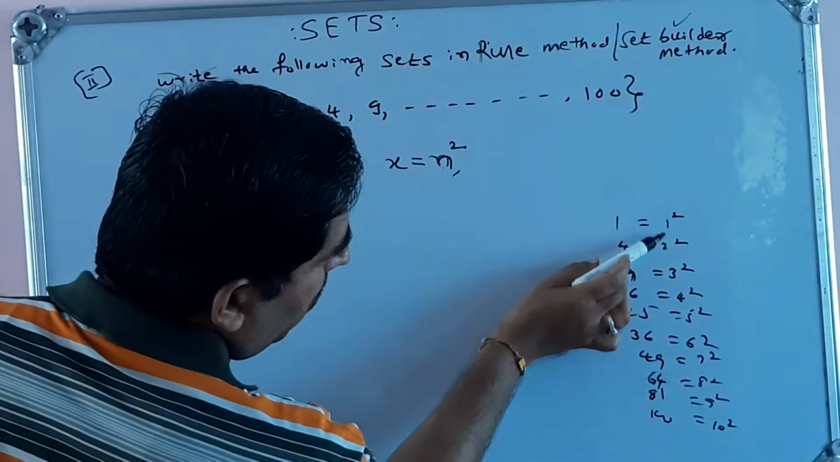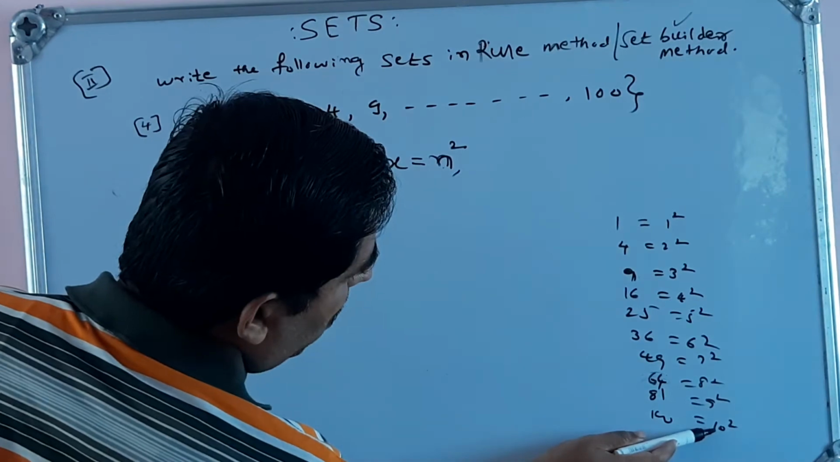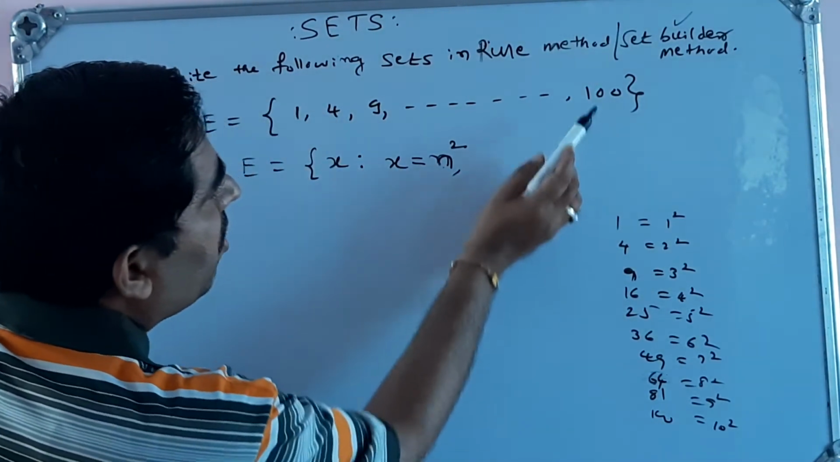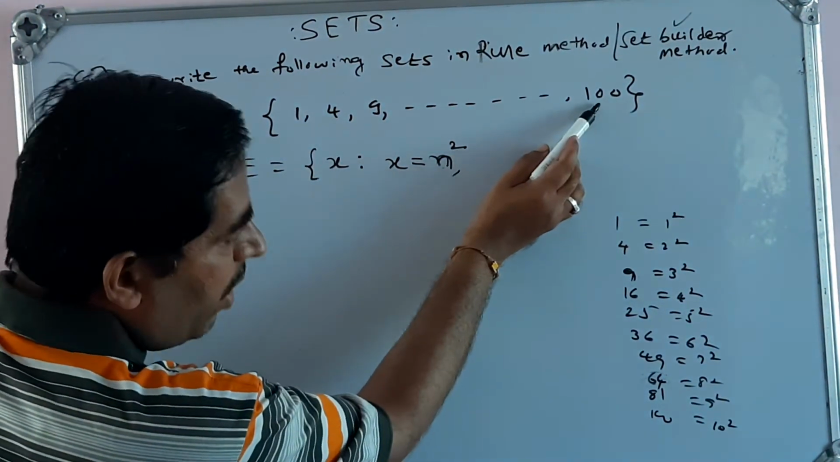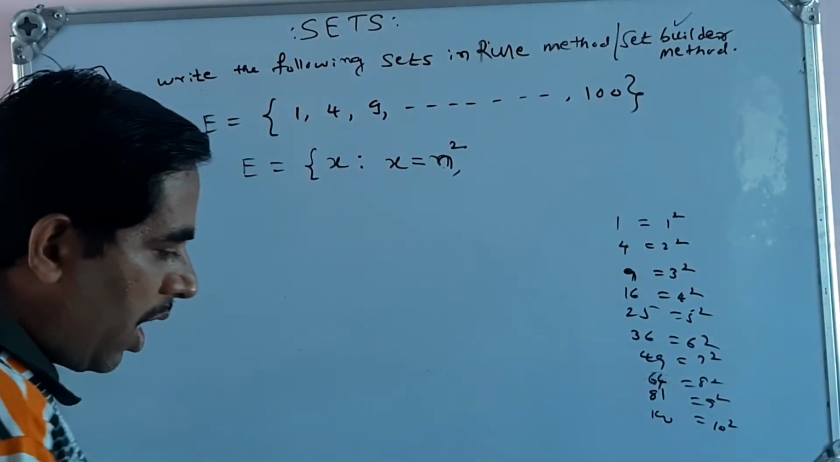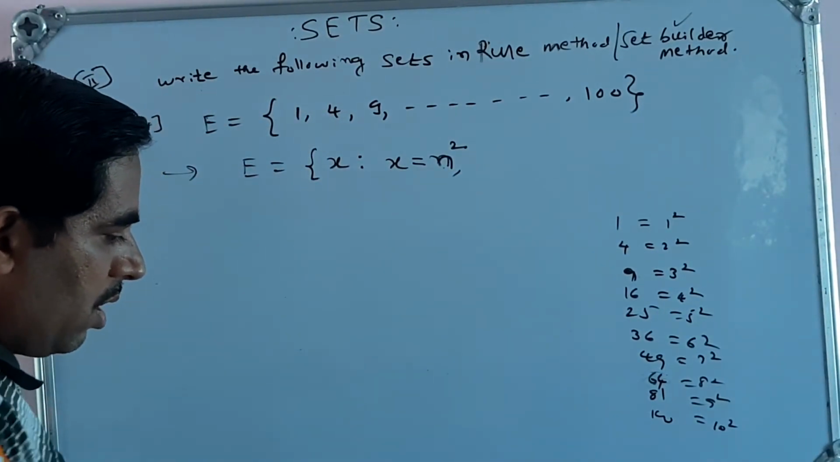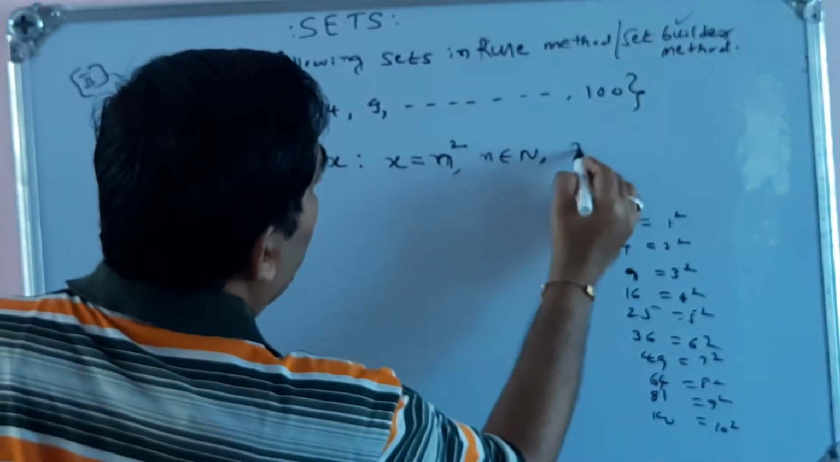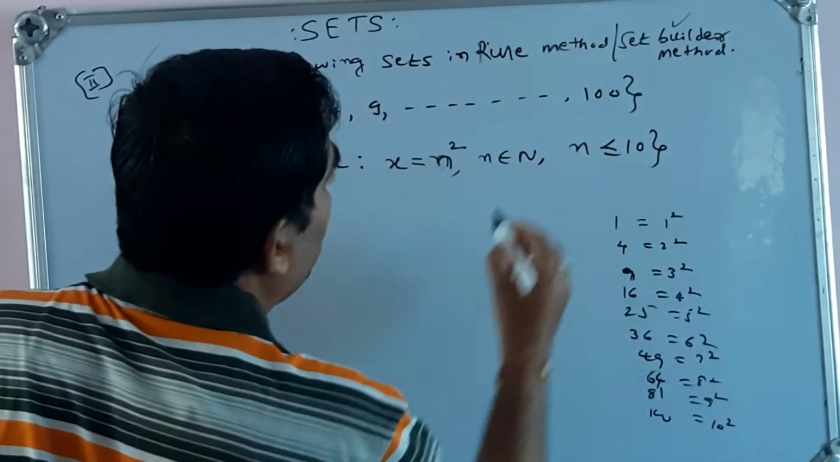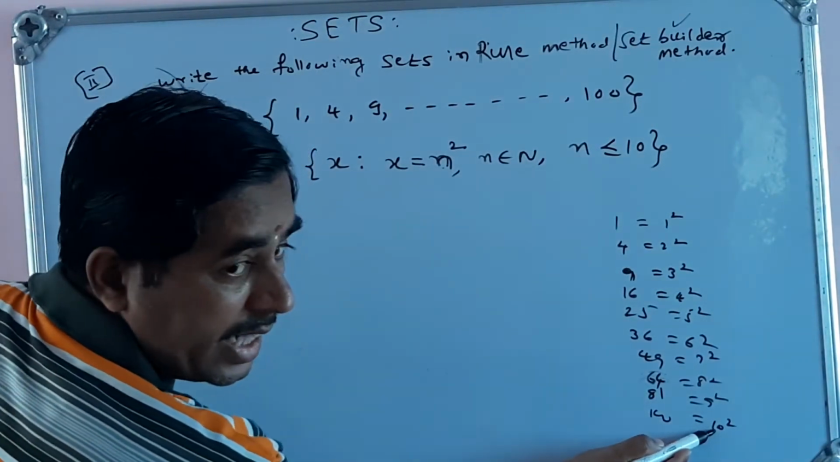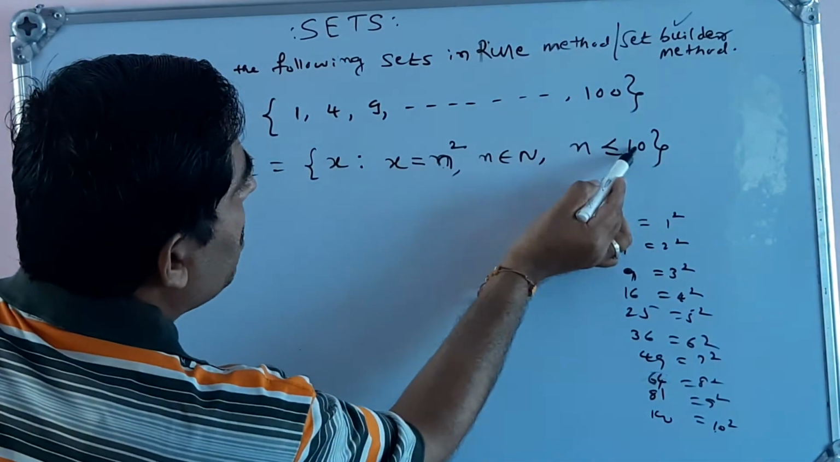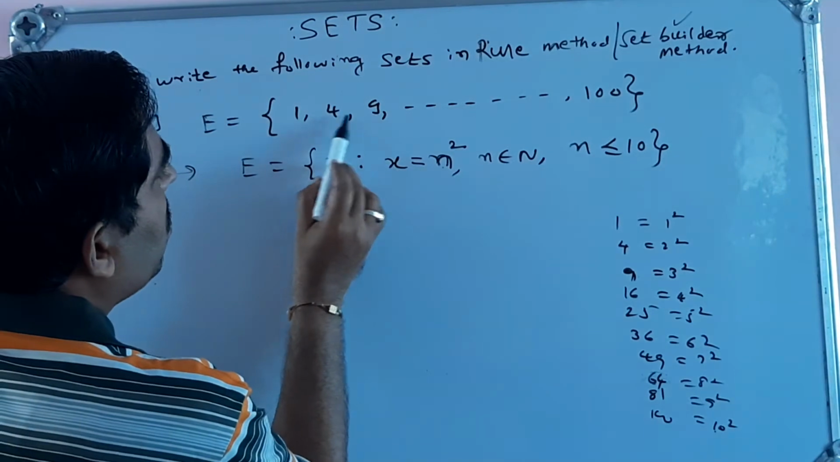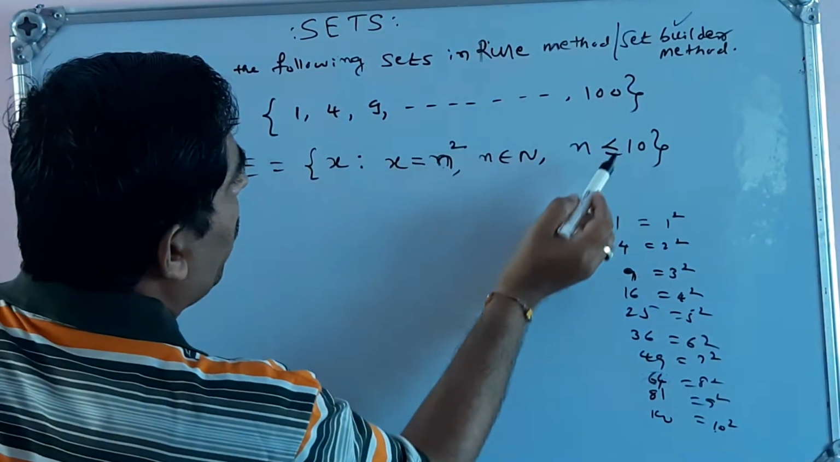See, last I can put n equal to 10, then it will be 10 square, which is equal to 100. So of course this n is a natural number, and this n is less than or equal to 10. I have taken 10. So 10 square is 100. So 1 square, 2 square, 3 square, 4 square, 5 square, 6 square, up to 10 square.